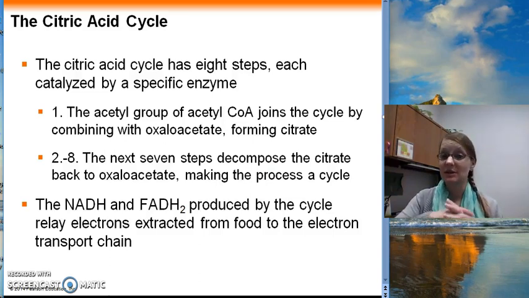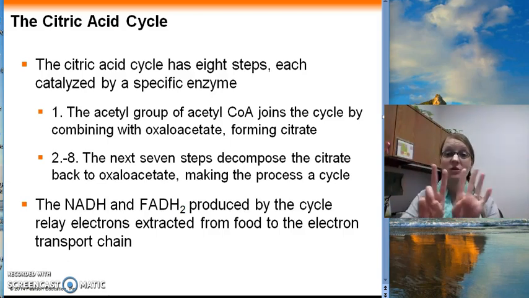And remember, just like every other chemical reaction within a cell, each step is likely going to be catalyzed by a specific enzyme, which is definitely the case for the citric acid cycle. The very first step is going to be that most important step, and this is where you have the 2 carbons from the acetyl-CoA joining with the 4 carbons of the oxaloacetate.